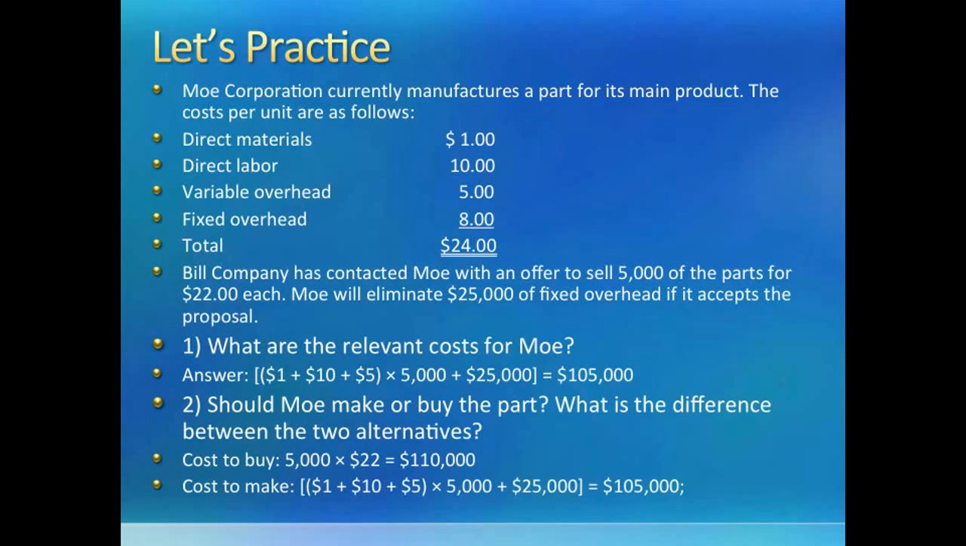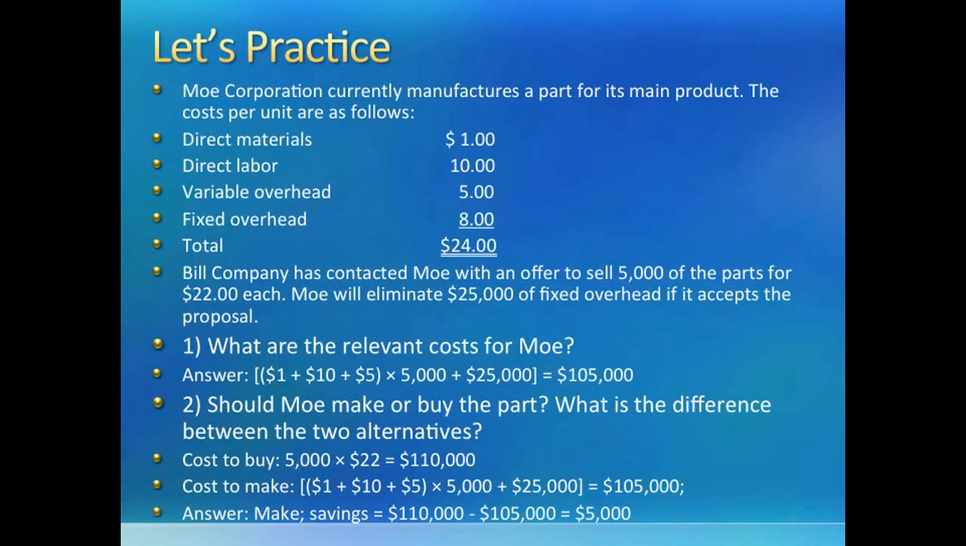Now, what is the cost to make? Be careful here. 1 plus 10 plus 5, which is the variable cost, times 5,000 plus 25,000 is the cost of making it. What happened to the other fixed cost of making it? Remember, the rest of the fixed cost remains whether you decide to buy or you decide to make. Since that number appears in both the columns, it is an irrelevant number and we just dropped it out. I hope that was clear.